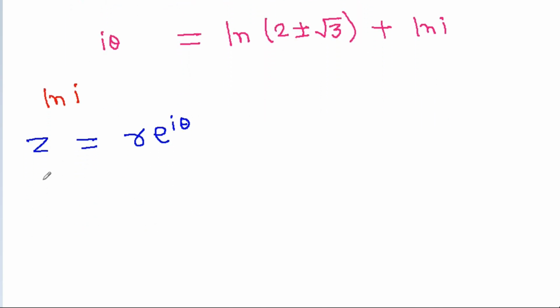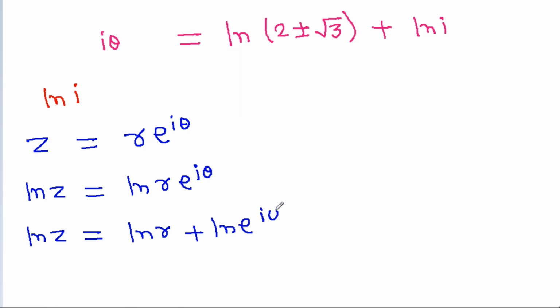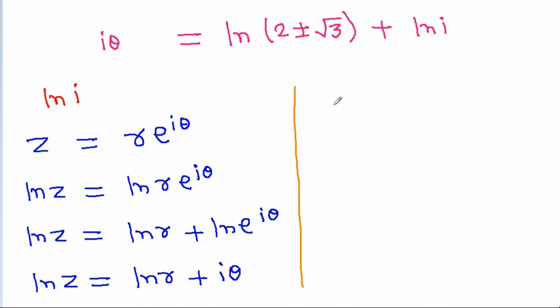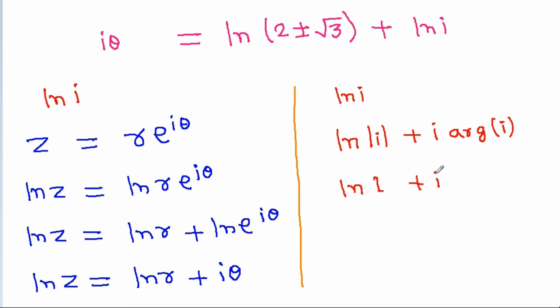And now if we take ln both sides, then we get ln g is equal to ln of r e to the power i theta, and it is ln g is equal to ln r plus ln e to the power i theta, or ln g is equal to ln r plus i theta. So ln i will be equal to ln r, where r is the magnitude of i, plus i times theta, where theta is the argument of i, and we get ln of the magnitude of i, which is 1, plus i times the argument of i, and ln 1 is 0, so we get i times the argument of i.